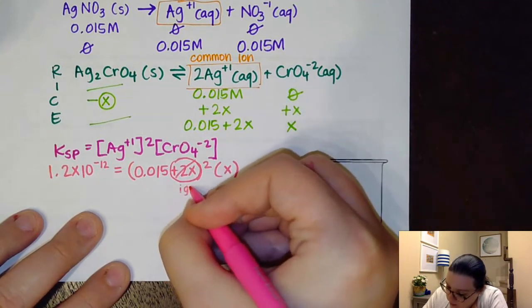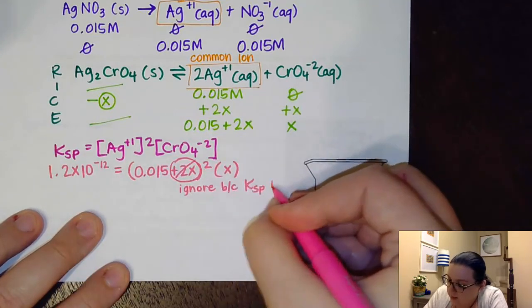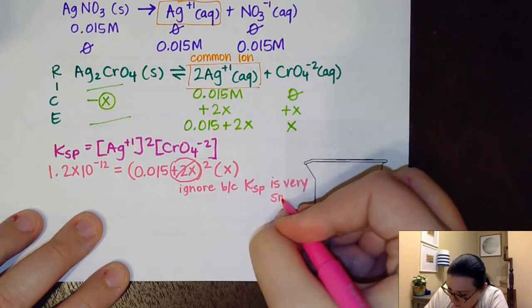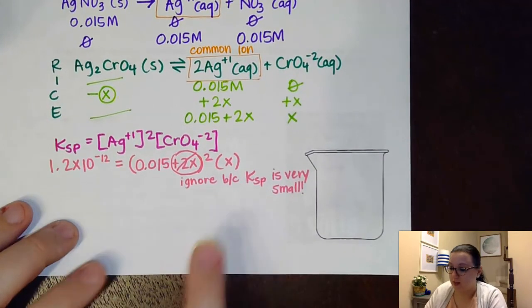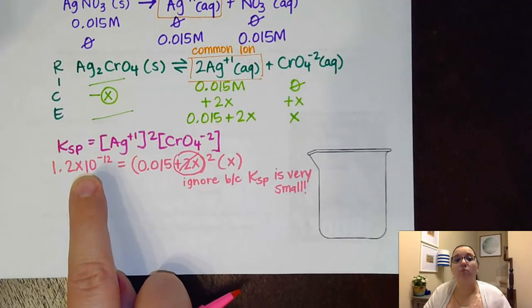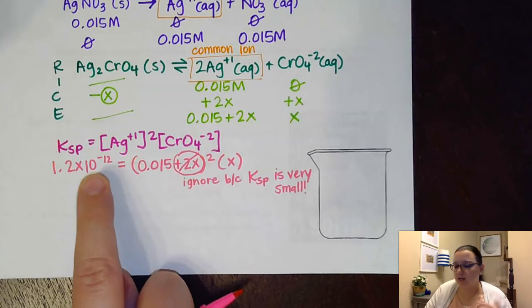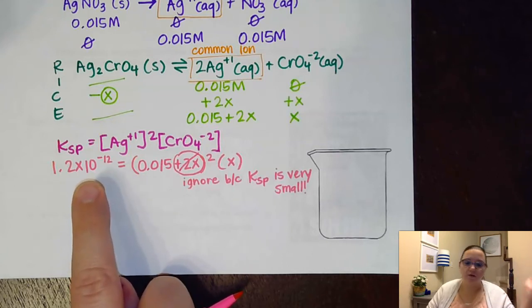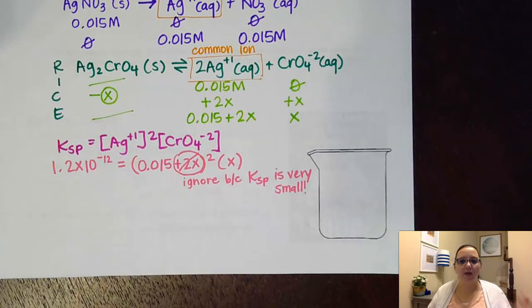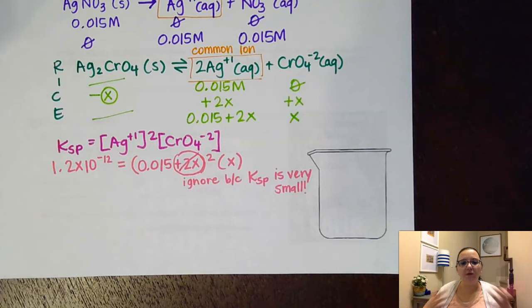But again, the reason we get to do that is because our Ksp value over here is very small. Before we ignore anything for quadratic equation purposes, we always need to make sure our equilibrium constant is incredibly small. If it is, then we're typically allowed to do this. If the Ksp is fairly large, and the usual guideline is 10 to the negative fifth and up, so 10 to the negative fourth, negative third, or even a positive exponent, then we can't make that assumption here. We can't ignore that change if we have a large Ksp. So just be very, very careful when you're deciding to ignore the change and when you're not, okay?